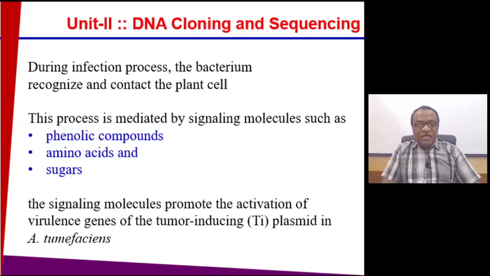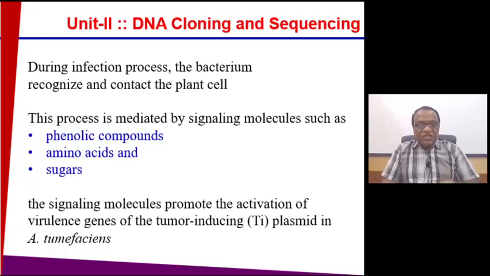After the contact is established, the signaling molecules promote the activation of genes, specifically the virulence genes, abbreviated as VIR genes. These are located in the VIR region of the tumor inducing, that is Ti plasmid in Agrobacterium tumefaciens. Right. So carefully understand the process.